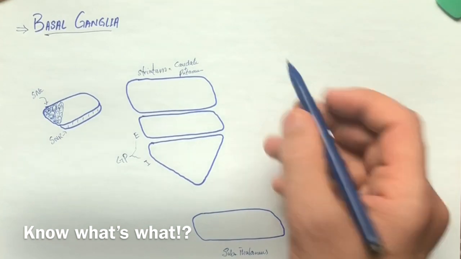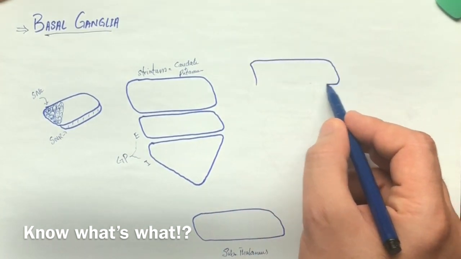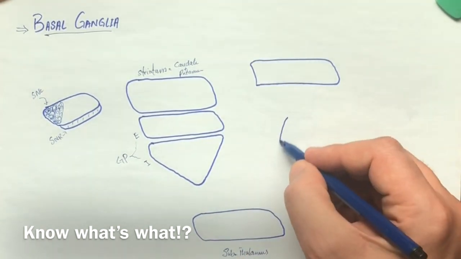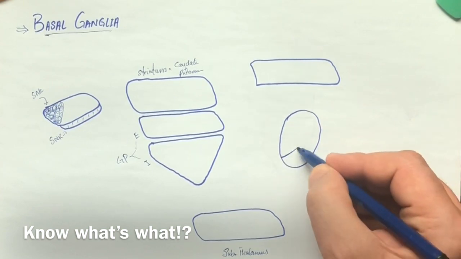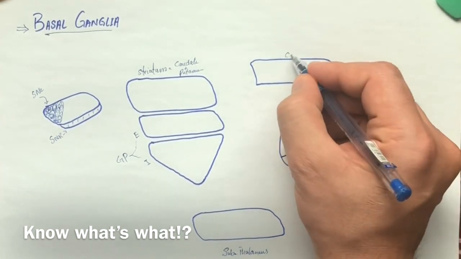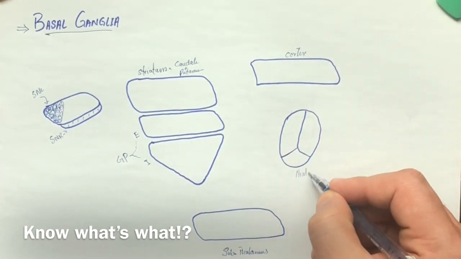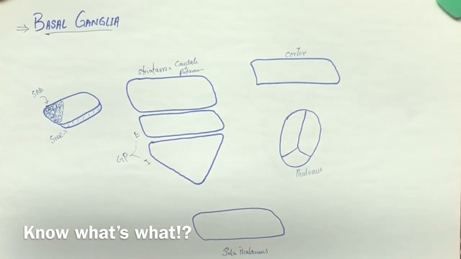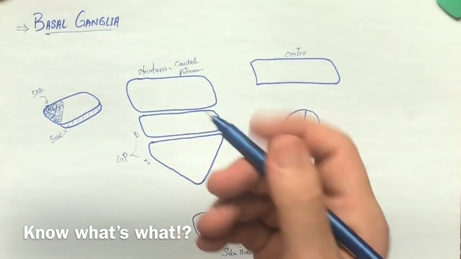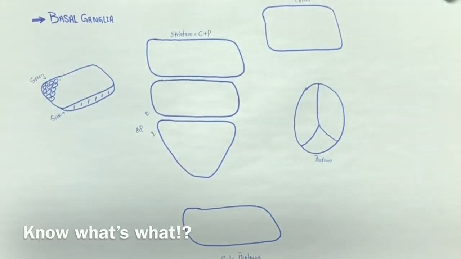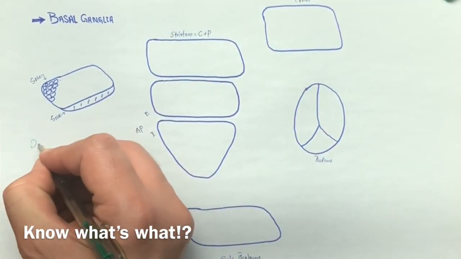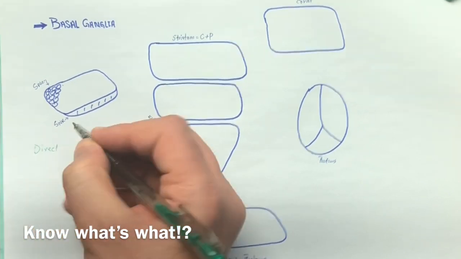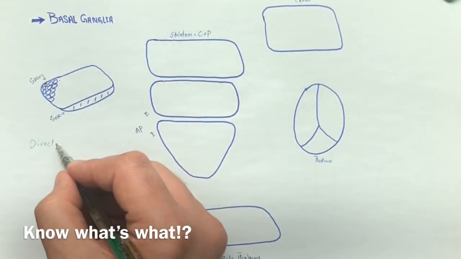And if we draw another structure here, it will represent our cortex, and under the cortex we'll draw the thalamus. So the cortex and the thalamus, they are not the basal nuclei, but we need them for the direct and indirect pathways. So the direct pathway is stimulatory, so I write it in green, stimulatory.